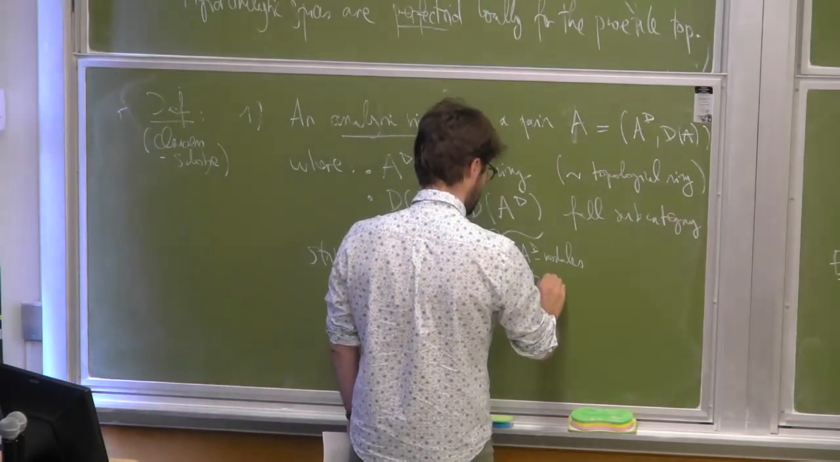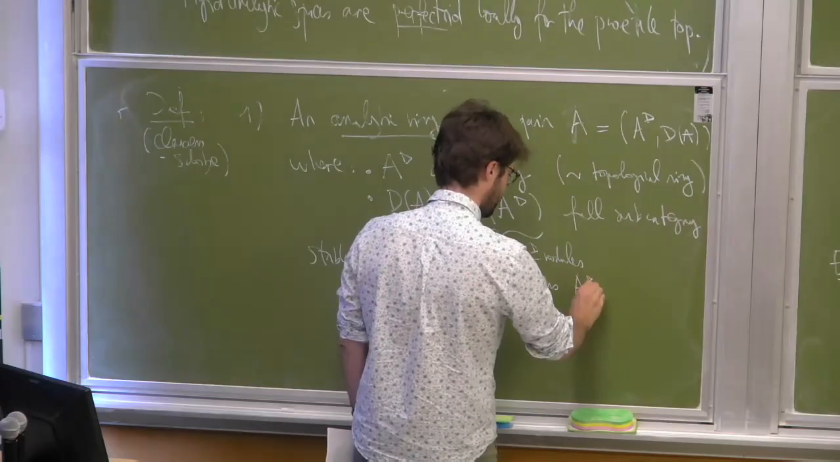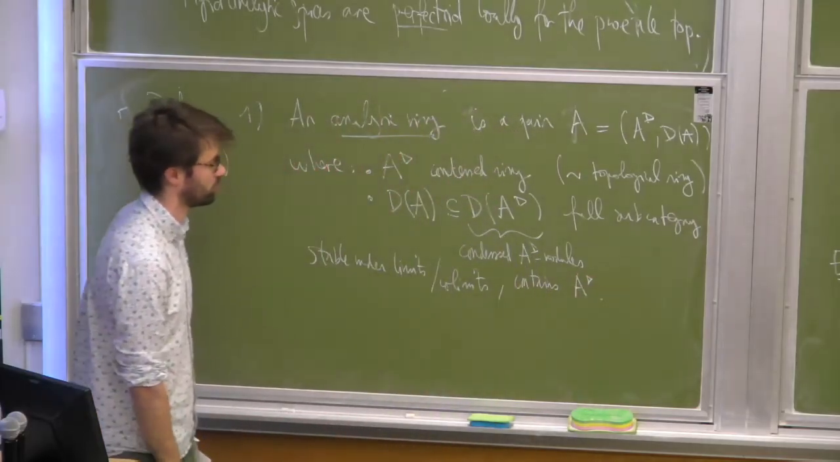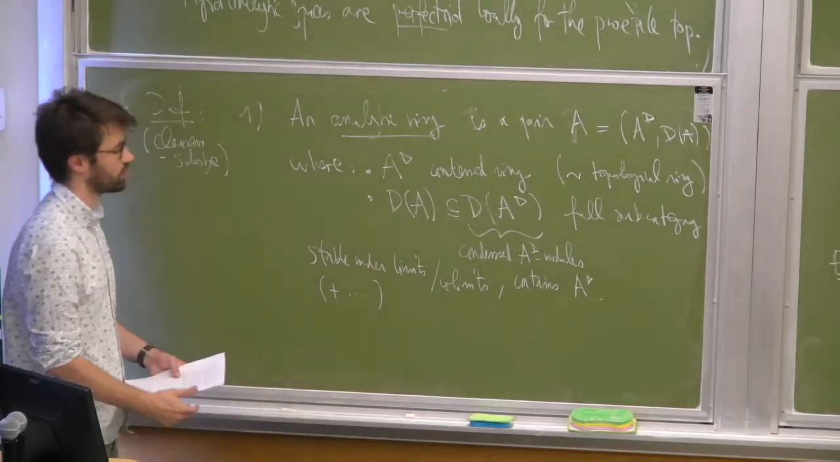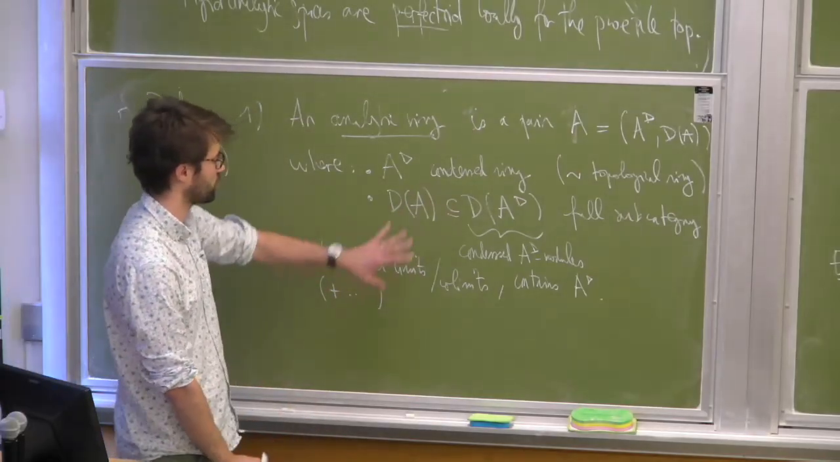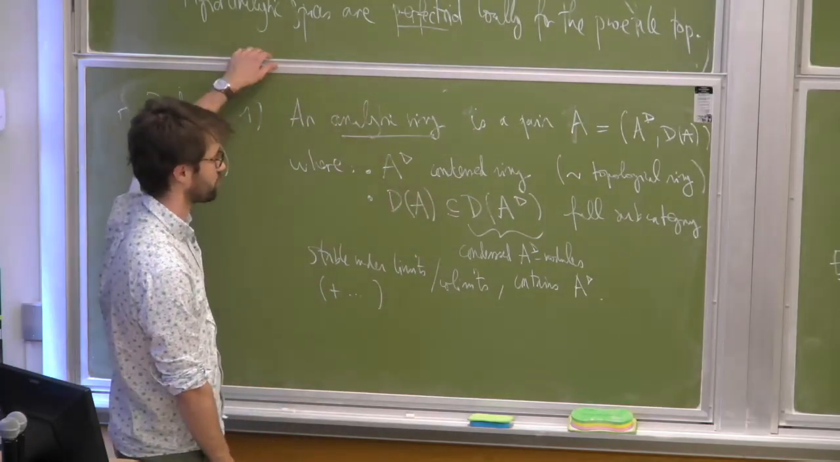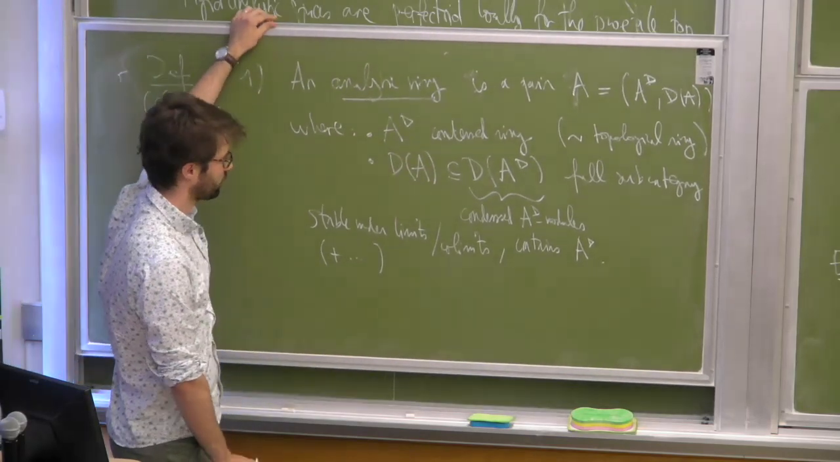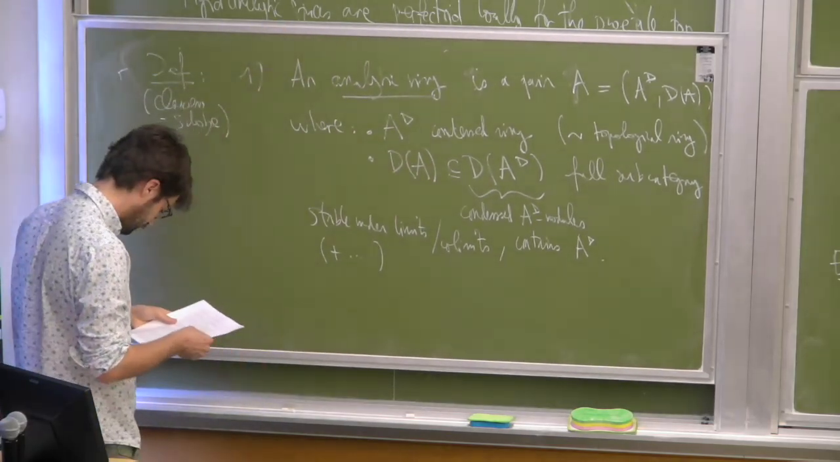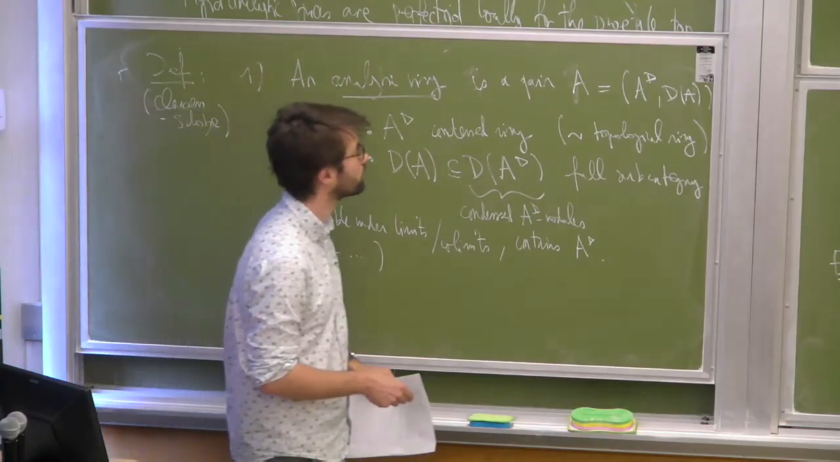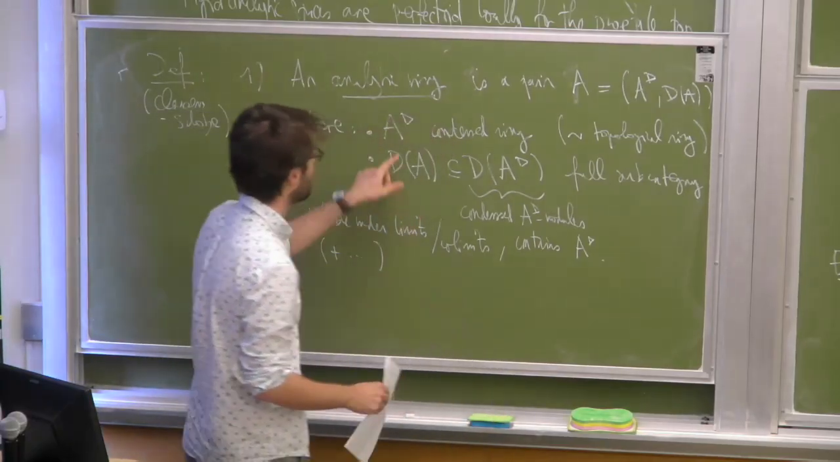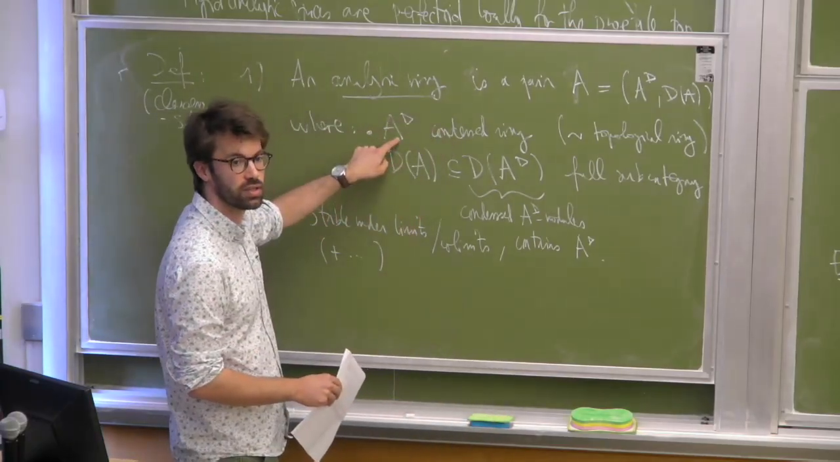And also contains A-triangle. There are some other conditions that you impose, in particular to ensure that you have symmetric monoidal structure here. Basically, that's it. Sorry, could you repeat? So A is which ring condensed? A-triangle is a condensed ring.